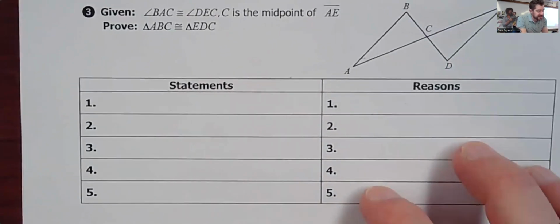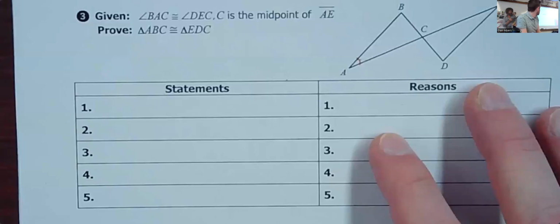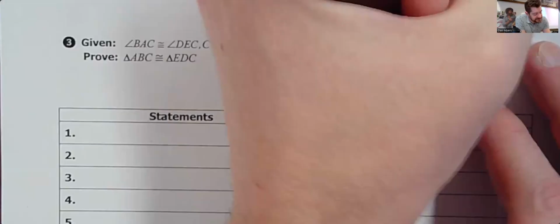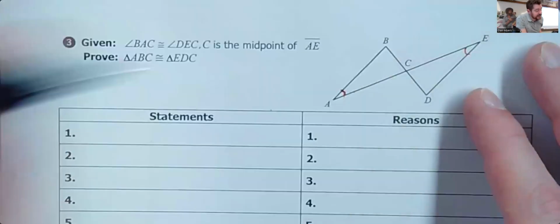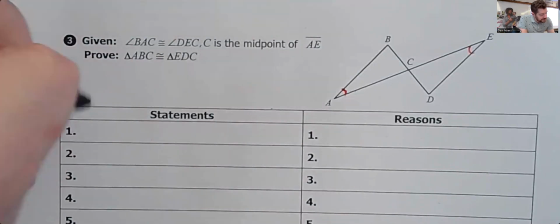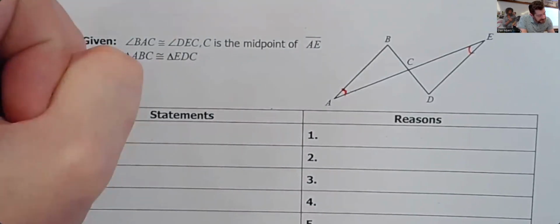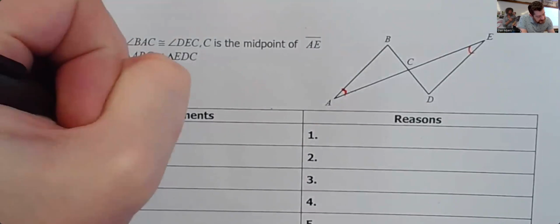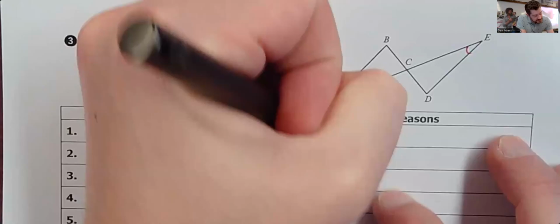Angle BAC, that is that one down there, is congruent to angle DEC. That's this one up here. That one's given, so that's nice. C is the midpoint of AE. We're going to have to do this entire proof on our own. So here we go. Starting off with angle BAC is congruent to angle DEC. That is given.